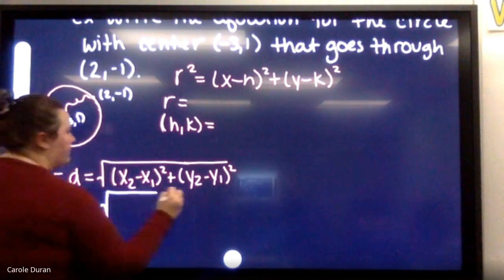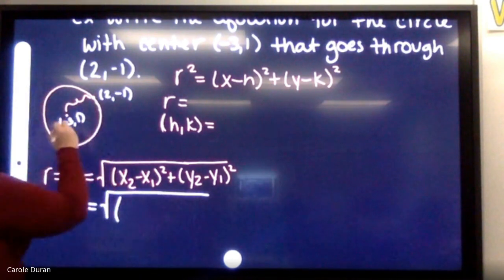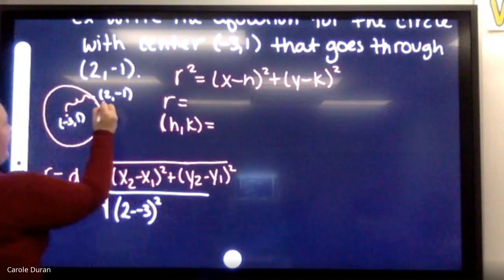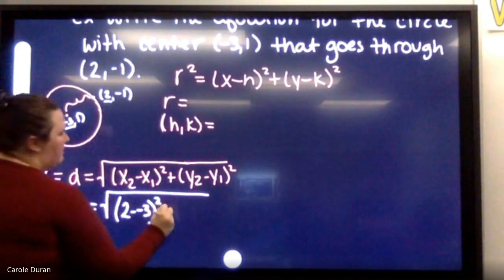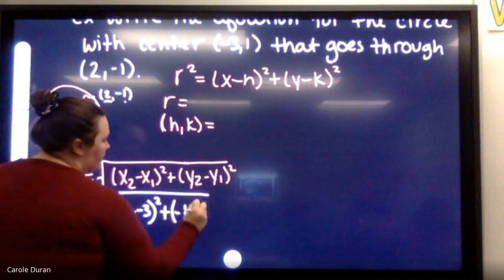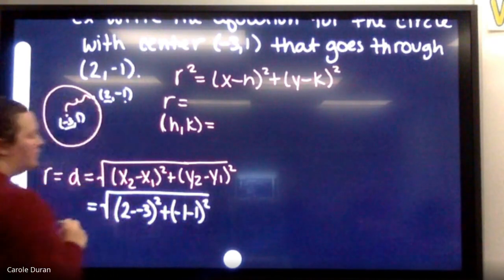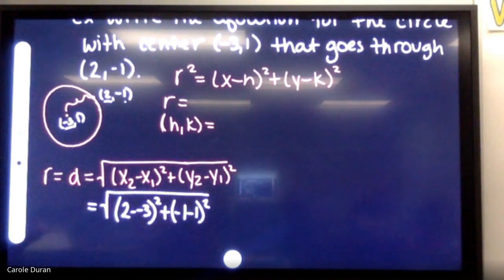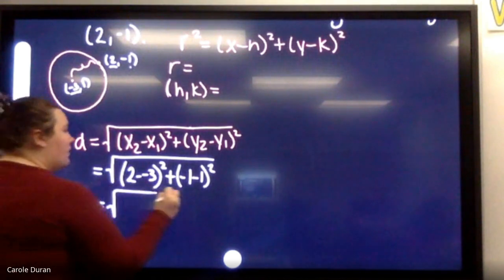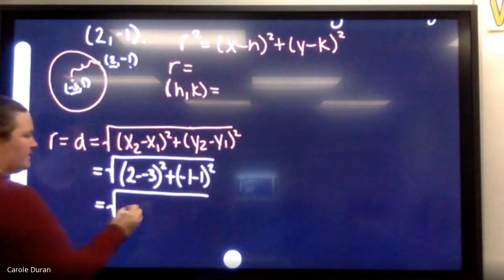So I have the square root of, I'm going to do 2 minus a -3 squared. So I did x minus x, plus -1 minus 1, so y minus y. I'm going to simplify this out. What's 2 minus a -3? That's 5. And then 5 squared is 25.